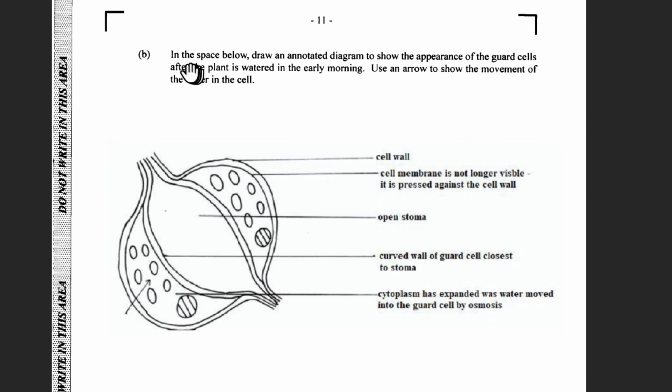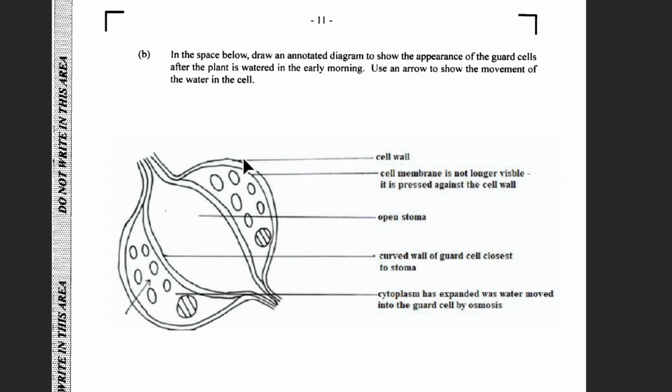The question here is, in the space below, draw an annotated diagram to show the appearance of the guard cells after the plant is watered in the early morning. Use an arrow to show the movement of the water in the cell. So the water is going to move, this is the arrow here, through the cellulose cell wall, and remember this is freely permeable, and then it's going to move through the partially permeable cell membrane of the guard cells.